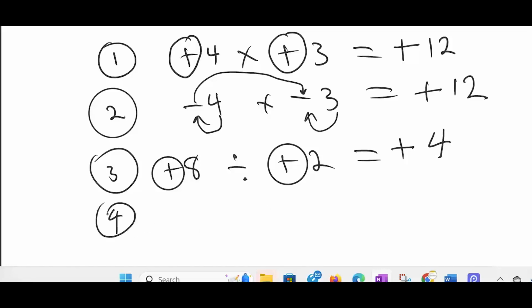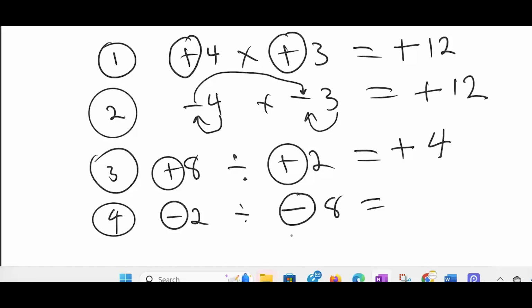Then the fourth one is when you have something like this: minus 2 divided by minus 8. In this case, you have to look at the sign here. This is negative, and the sign here is also negative. So we have similar signs, and we need to combine them together using division. We know that similar signs combine together to become positive. So you're going to have a positive sign here. Then 2 divided by 8. You need to be very careful here.